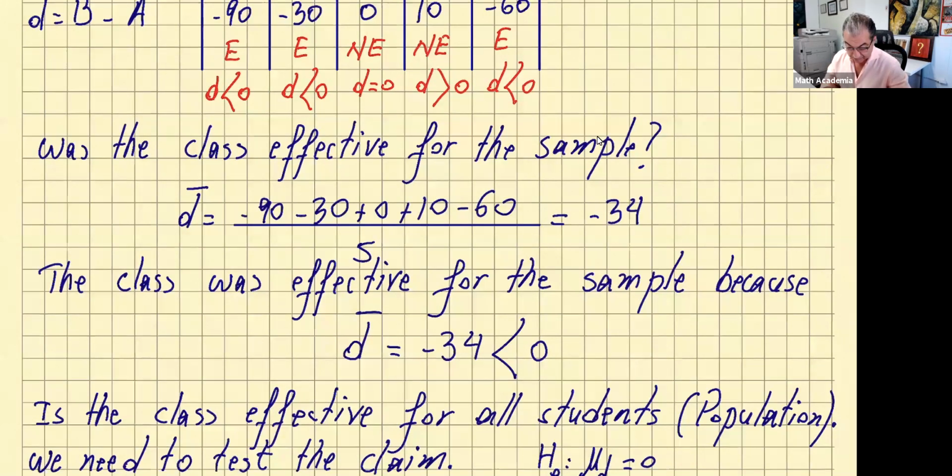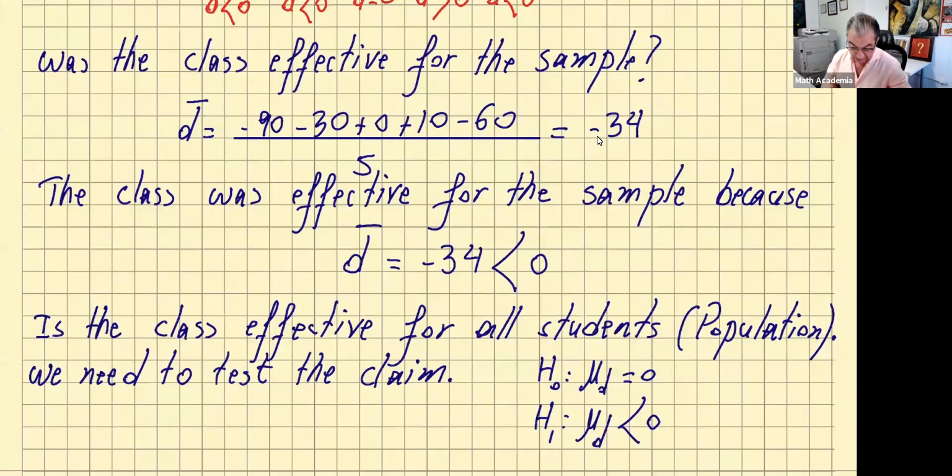It is negative, so it's effective in this situation. Is the class effective for all students? Now, when we go from the sample to population, we know we can't do the calculations. It's very hard to do that, so we have to test the claim. That's where we write the claim.